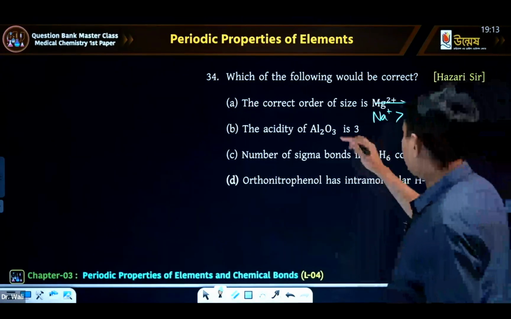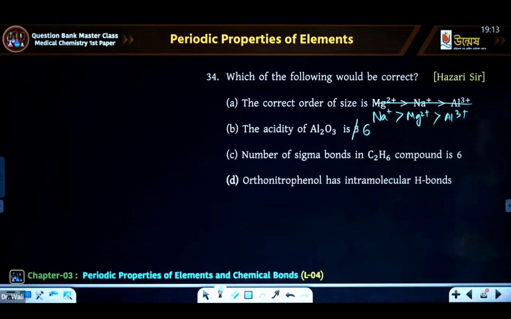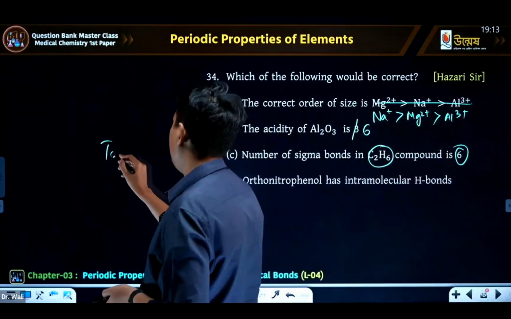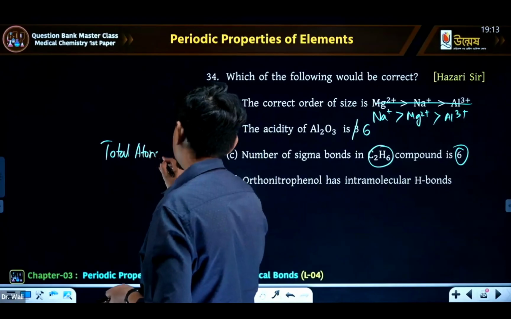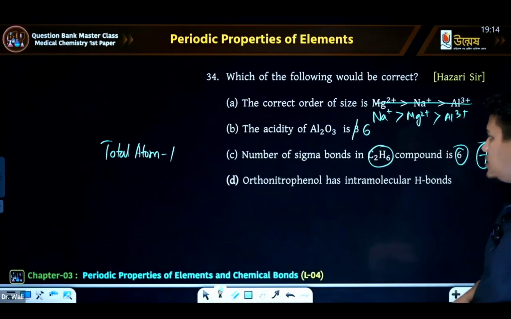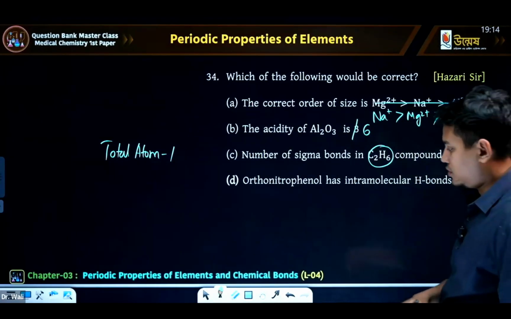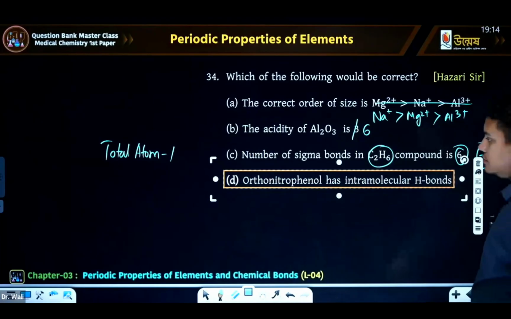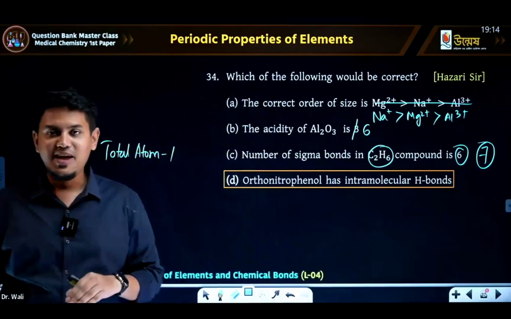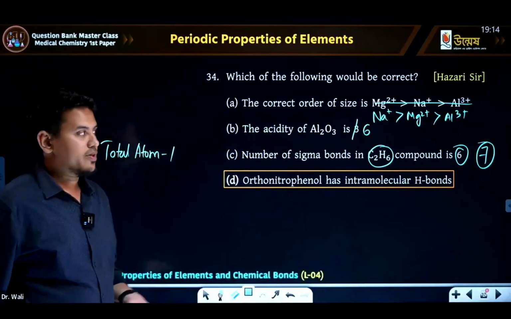The acidity of aluminum oxide is not 3, it's 6. Again, this is wrong. Number of sigma bonds in this compound, C2H6, is 6? No, actually, total number of sigma bonds we can calculate like this: total atoms minus 1. The total atoms is 8, so minus 1 will be equal to 7. The number of sigma bonds will be 7. And the last option says orthonitrophenol has intramolecular hydrogen bond. Certainly, orthonitrophenol has intramolecular hydrogen bond, and paranitrophenol has intra and intermolecular hydrogen bond. That's why paranitrophenol shows higher melting point than orthonitrophenol.